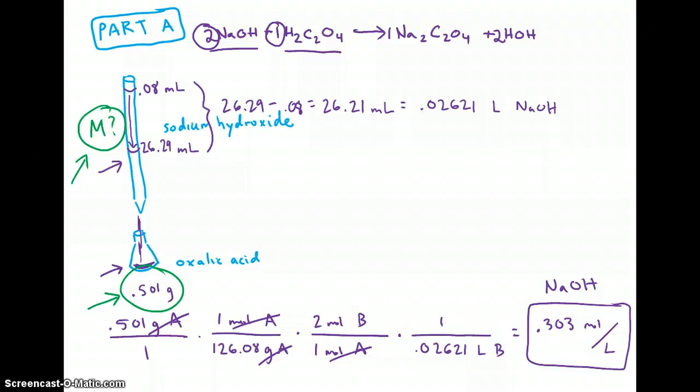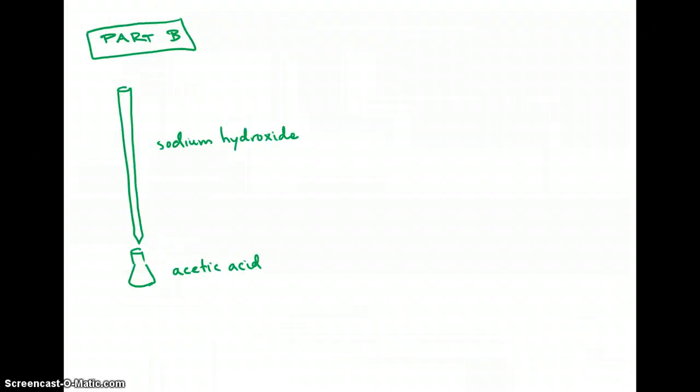Let's go to Part B now. All right, so now we're at Part B, and this is us using the concentration we just figured out in Part A in order to figure out the concentration of a different acid. This is acetic acid. Acetic acid is vinegar. Okay, and sodium hydroxide we of course know is NaOH. Now this time our unknown is the vinegar. We do not know the molarity of this vinegar. That is what we're trying to figure out. We do know the concentration of sodium hydroxide. We know that this is 0.303 molar, or 0.303 moles per liter.